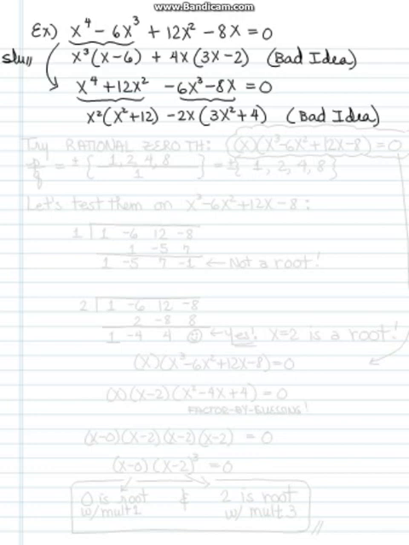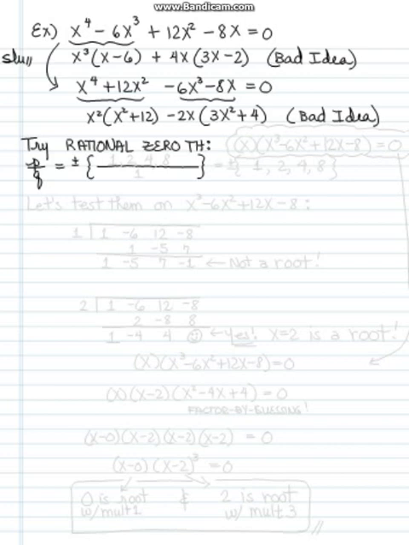Let's try rational zero theorem. And that's where we make a list of p's over q's. p over q equals plus or minus. We're going to put all of the factors of the lead. Oh, you know what? We can actually do something with this.